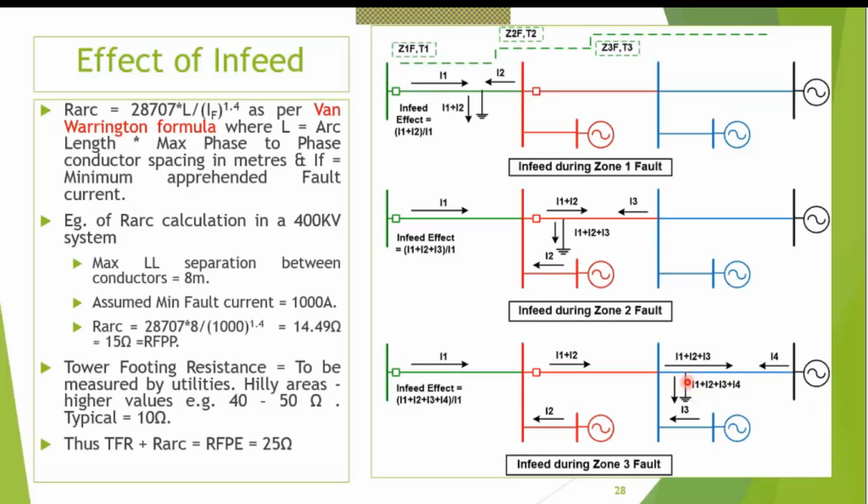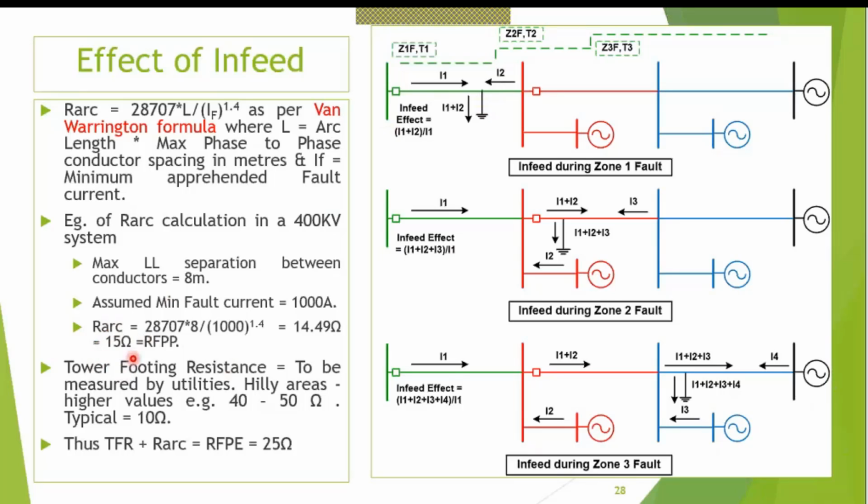So suppose there is a 10 ohm impedance to the fault, it will reach this relay as 40 ohm resistance. The real fault resistance is 10 ohm. If I consider I1 equal to I2 equal to I3 equal to I4, all equal, then this 10 ohm impedance will become 40 ohm over here. So what is the meaning of these words? Meaning is that for a zone 2, you generally should multiply this particular value.